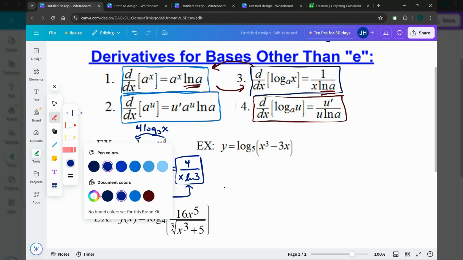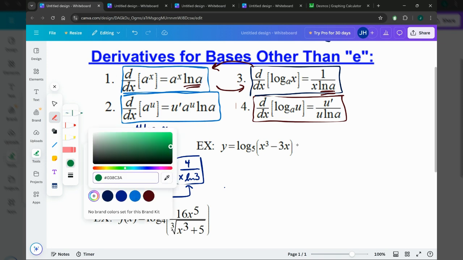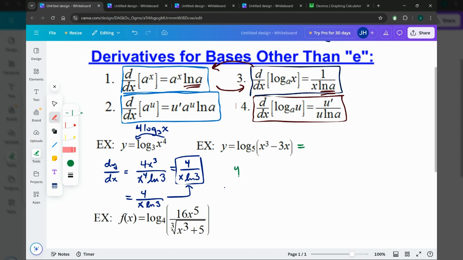Certainly this next one will make sense, because all you have to do is take the derivative. Y prime would be the derivative of x cubed minus 3x, which is 3x squared minus 3. On the bottom, you would put the function x cubed minus 3x. I would stop here if this was a natural log. But since this is a logarithm with base 5, I have to divide by the natural log of 5, or multiply on the bottom by the natural log of 5.